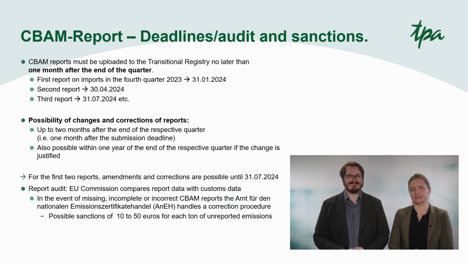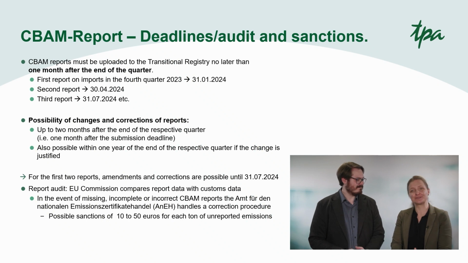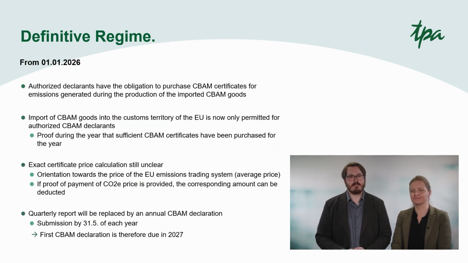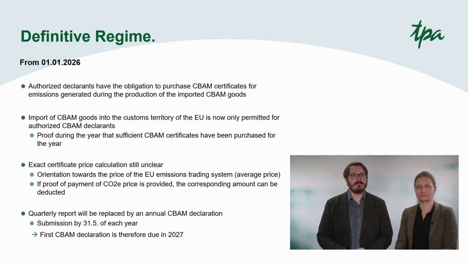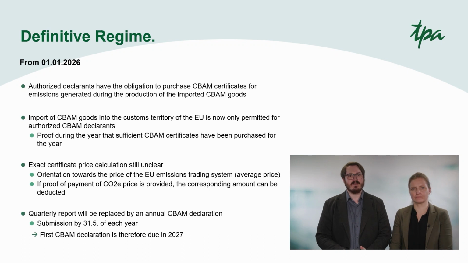Last but not least, Bernhard, could you tell us about the pricing phase? With pleasure, Marina. The pricing phase will start on January 1st, 2026, when authorized declarants will also be obliged to purchase CBAM certificates for the greenhouse gas emissions generated during the production of the imported goods. For this date, the import of CBAM goods into the customs territory of the European Union will only be permitted for such authorized declarants. During the year, they must also prove that sufficient CBAM certificates have been acquired.